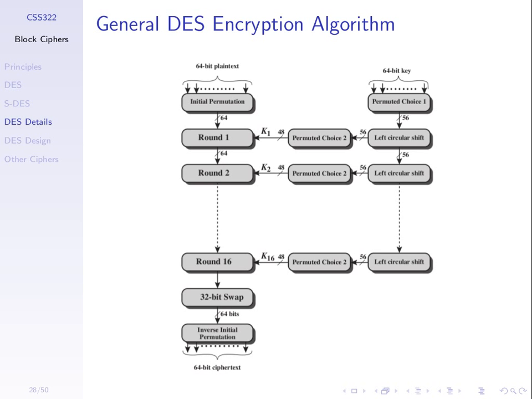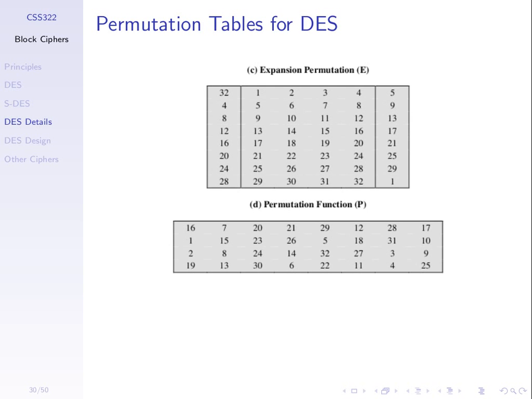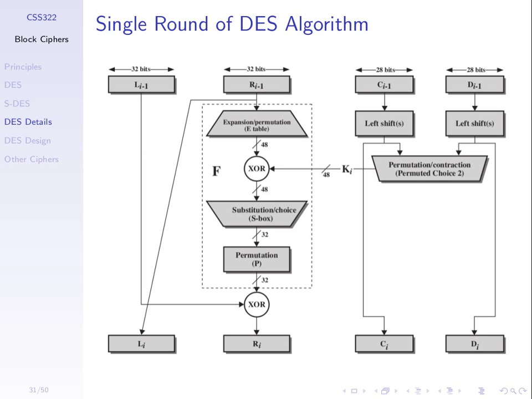Real DES goes through 16 rounds. Here's the initial permutation, IP, and the inverse. 64 bits in, we rearrange those 64 bits, so the first bit ends up here, the 58th bit becomes the first bit, and so on. That's all. The expand and permutate, permutation functions. A single round, we take our right half, expand and permutate, XOR, Sbox, permutate, XOR, and keep going.